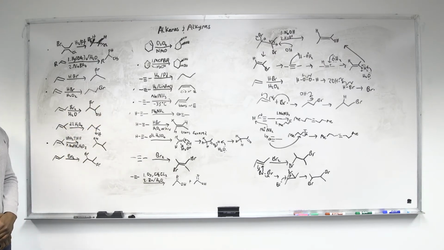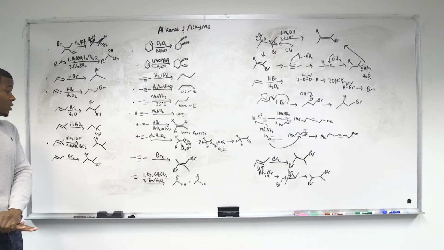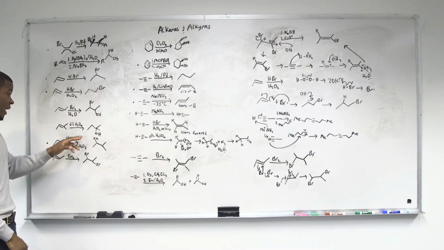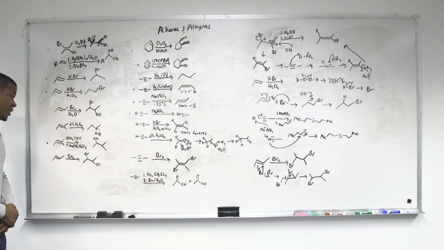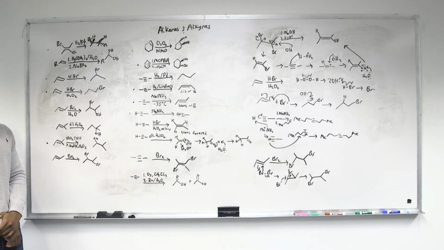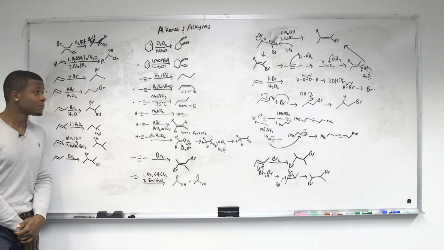Next up, we have Br2 over H2O, a halohydrin reaction, and it adds an OH and a Br. We have dilute H2SO4 or H3O+, or even H2SO4 over water. What's that going to do? It's going to hydrate an alkene at the Markovnikov position. After that, we have BH3 over THF, and that's another hydration reaction. It's going to add an alcohol to the anti-Markovnikov position in this case. And then we have Br2, which just adds 2 bromo groups to an alkene.